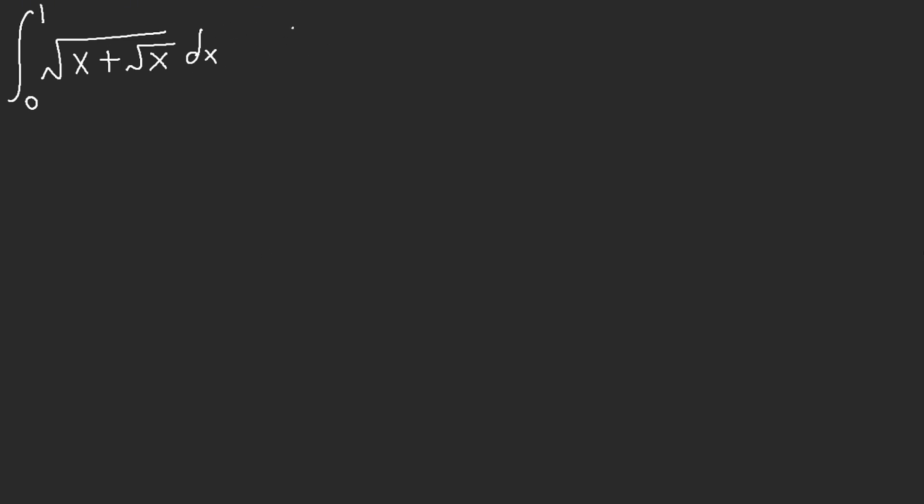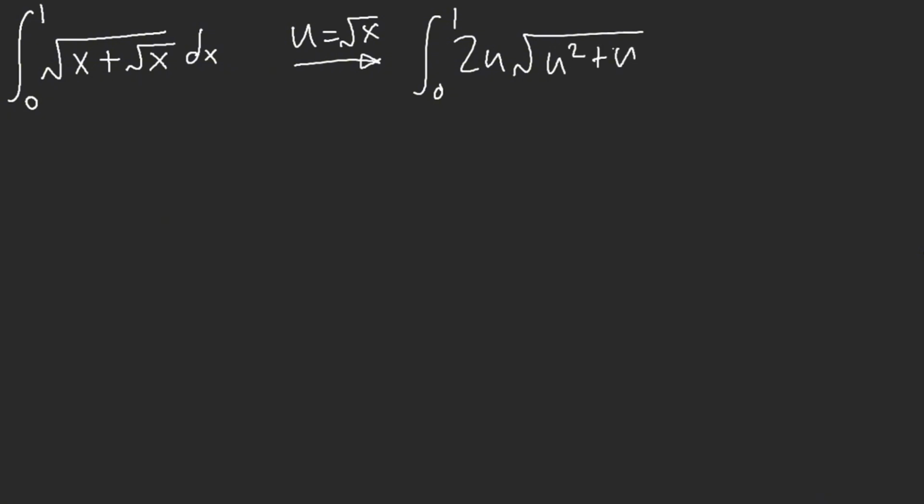So first off, let u equal square root of x. You need to do this whole process immediately because it's long. So when you let u equal square root of x, you're going to get 2u square root of u squared plus u du.